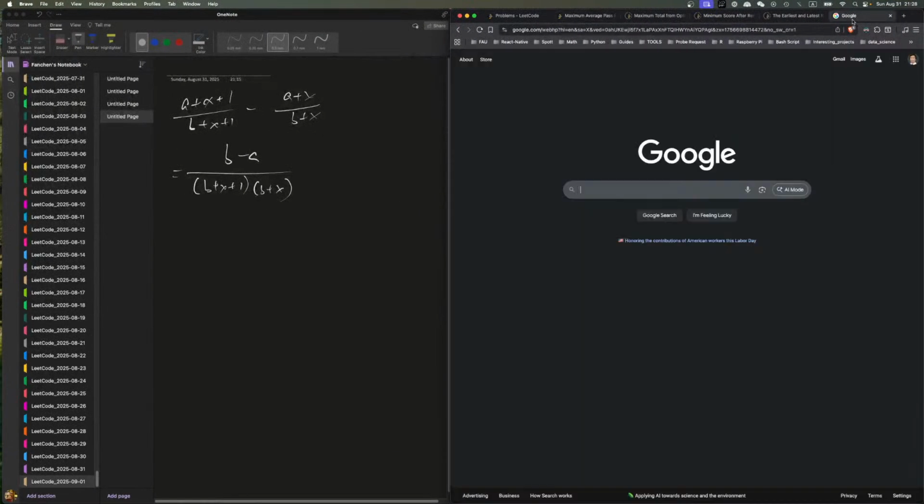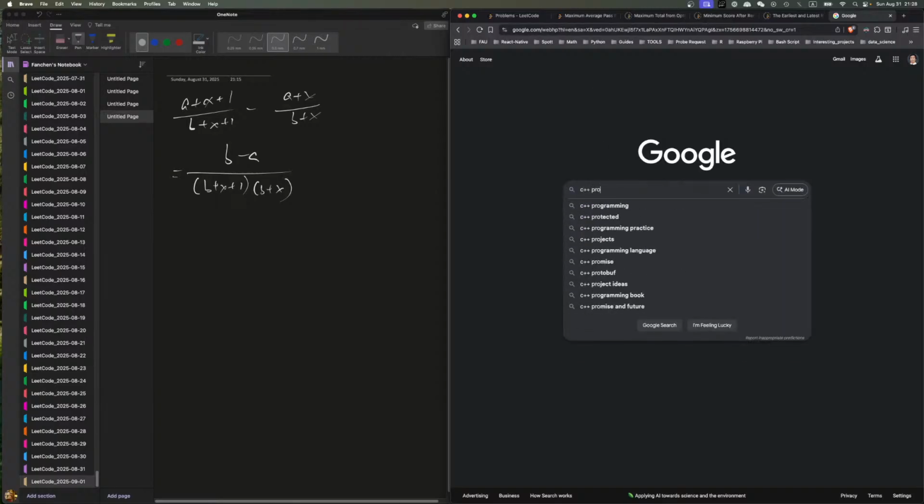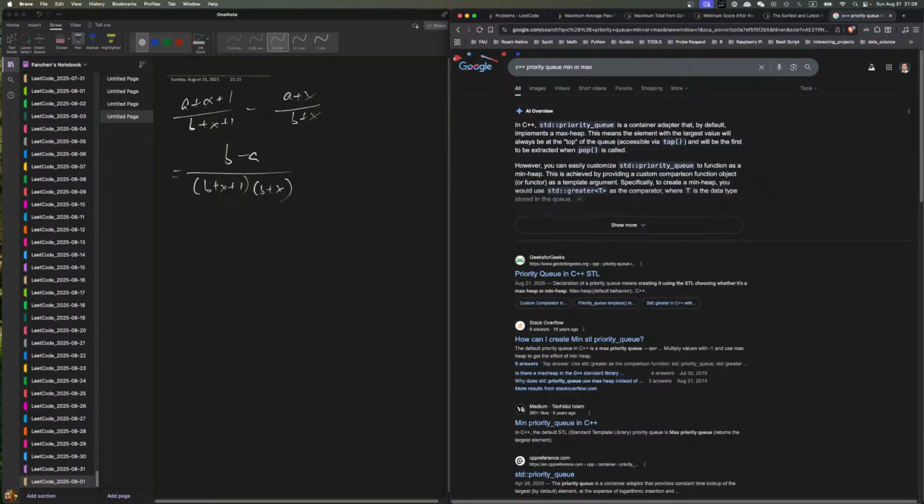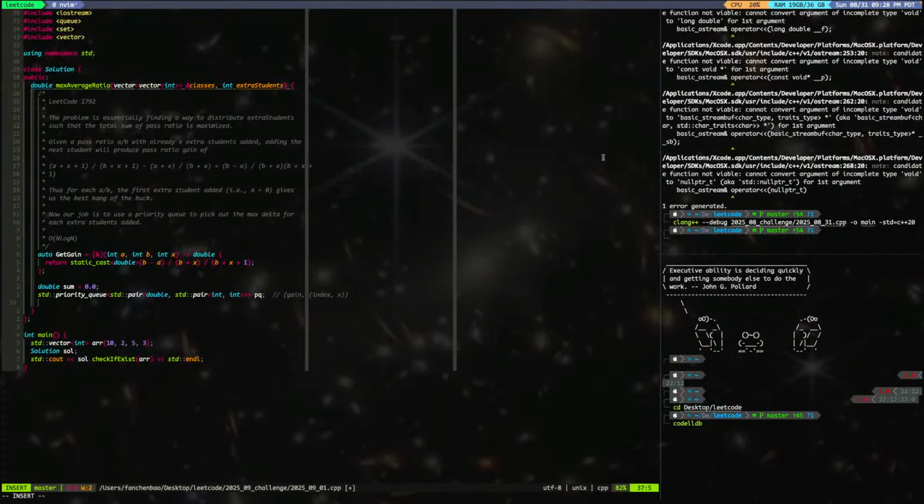And then just make sure that C++ priority queue is min or max by default? It's a max heap. Okay, so we don't need to worry.